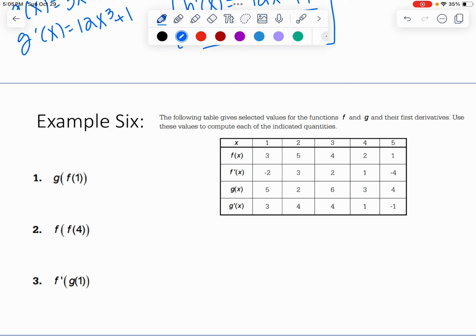To do this problem, you will find f of 1, and f of 1 is 3. And then you will find g of 3, and that is 4. Oh, wait, sorry. You'll find g of 3, and that is 6. And so that's your answer for this one. It might look like a trick question, but it is not a trick question.